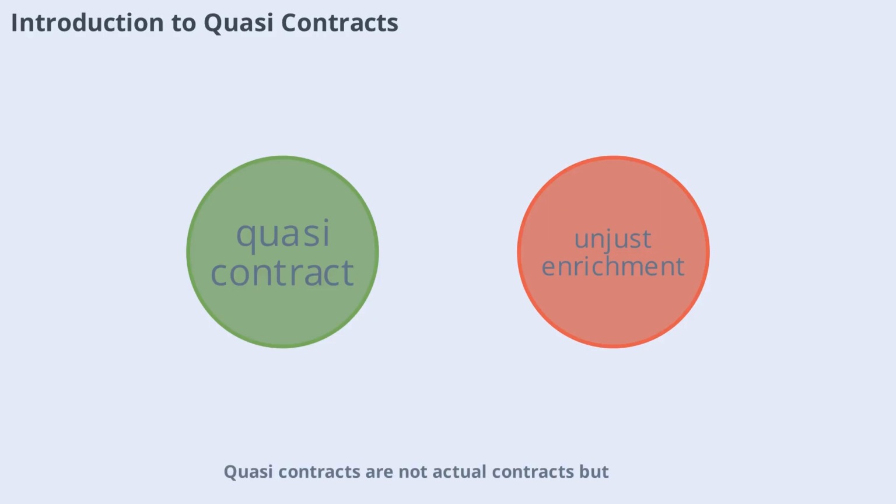Quasi-contracts are not actual contracts but obligations imposed by law to prevent unjust enrichment. The Indian Contract Act refers to them as relations resembling contracts. These obligations arise when one party receives an undue advantage at the expense of another, ensuring equity and justice. Quasi-contracts are based on the doctrine of unjust enrichment.